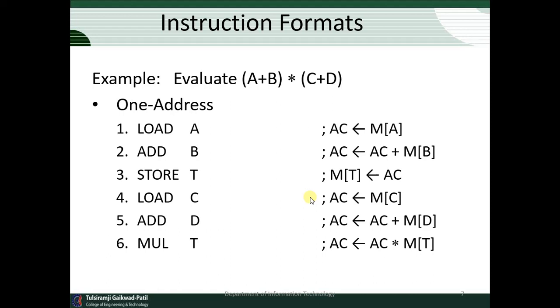The accumulated data must be multiplied with T, and last it is stored in the X register. The accumulated data that we have, that is the X data, needs to be stored in the X register. That is called the instruction format using one address.